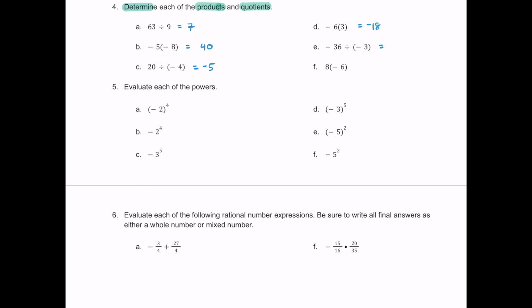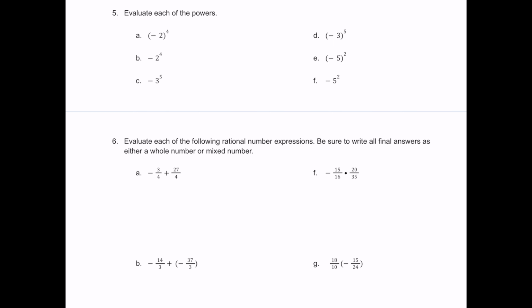Letter E, 36 divided by 3 is 12, and there's 2 opposites, so the opposite of the opposite of 12 is just going to be 12. And then for letter F, 8 times 6 is 48, and there's 1 opposite sign, so the opposite of 48 is going to be negative 48. Moving down just a little bit more here. Now we're going to evaluate each of the powers.